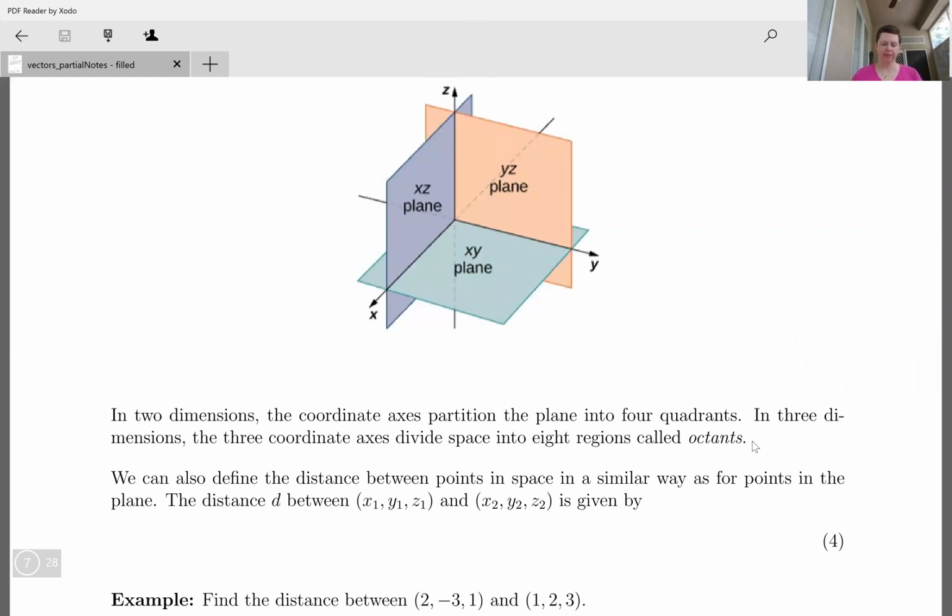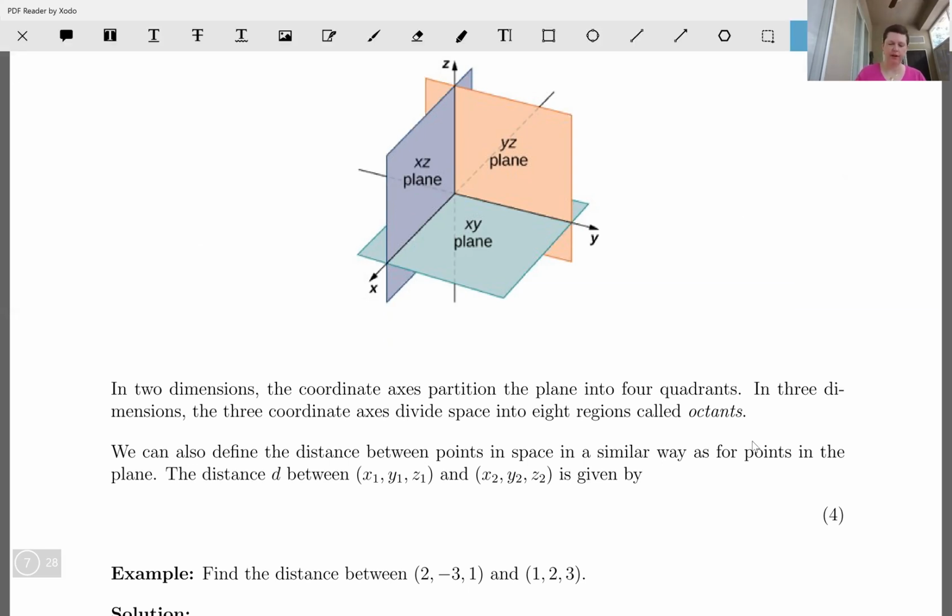In 2 dimensions, right, we know the coordinate axes are going to partition R2, the plane, into 4 quadrants. However, in R3, we can see that these coordinate axes are going to divide space into 8 regions, and these regions are called octants. We're not going to super worry about that, except in terms of thinking, where are my points on my object going to be? We can also define the distance between points in space in a similar way as for points in the plane. So how do we do that?